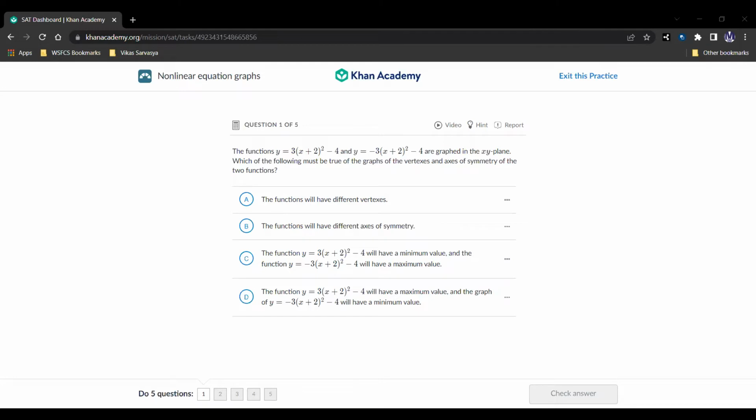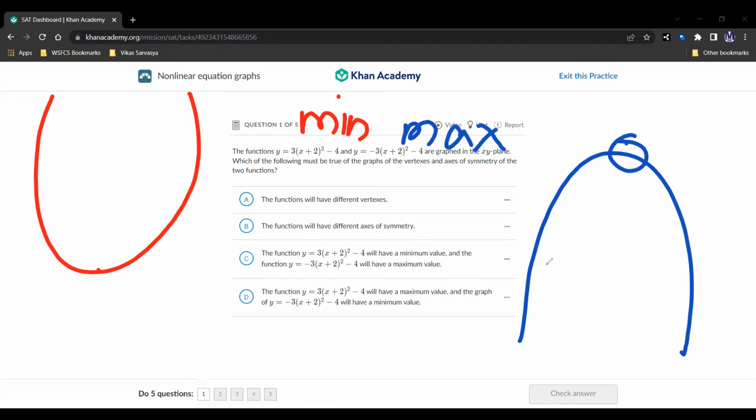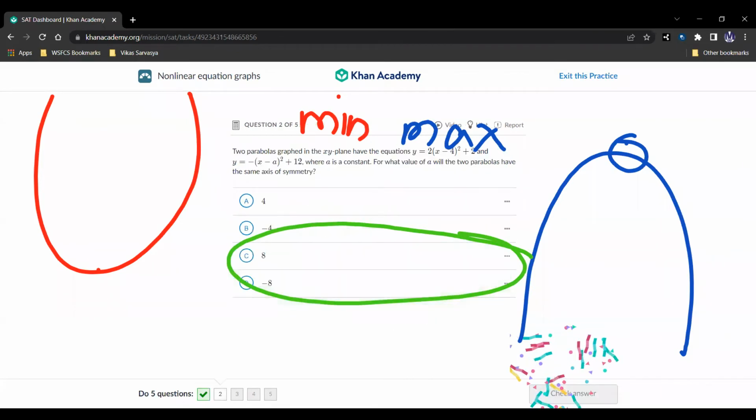So we see the last two choices, and they're debating about which one has a minimum, which one has a maximum value. Well, let's see. The first equation goes up like this, so it's going to have a minimum value. If it's positive, it's always going to have a minimum value. The second one is going to be like this, negative, so this one's going to have a max value, which is right here. So the first one's going to have min, the second one's going to have max. The function first one will have a minimum value, the second one will have a maximum value. That is answer choice C. So that's our answer. And let's move on.